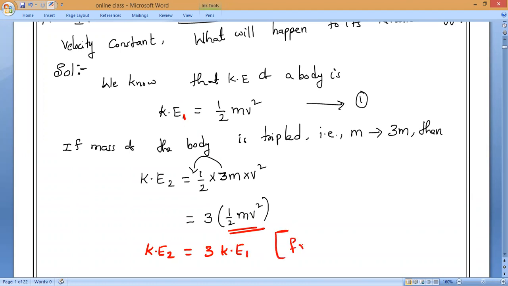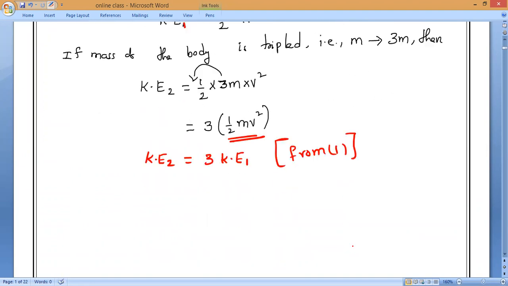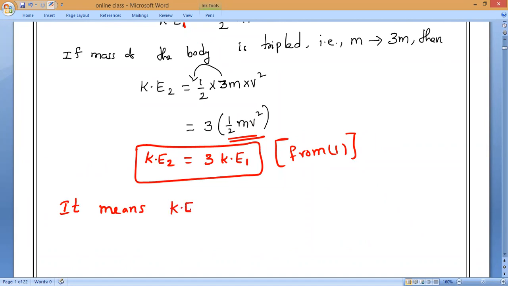Understanding from equation 1. So that's all it is. So what is the change in kinetic energy, everybody? If mass becomes tripled, then kinetic energy also becomes what? Triple, sir. So it means kinetic energy also becomes triple if the mass of the body is triple.